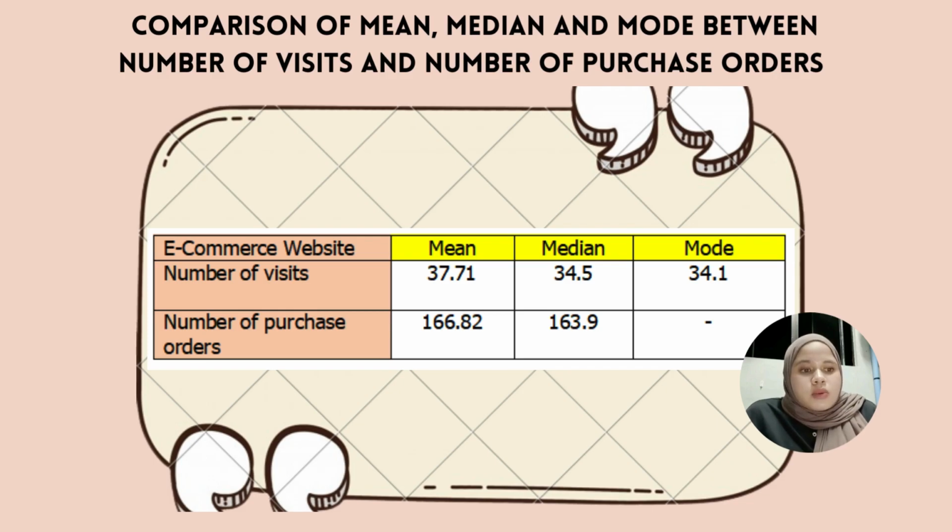Next, for the median, for the number of visits we get 34.5, and the number of purchase orders gets 163.9. And lastly, for the mode, the number of visits has a mode of 34.1, but the number of purchase orders is 0 because there is no number that repeats for the number of purchase orders.